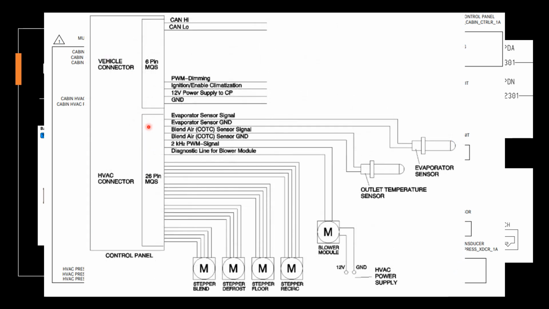Also, if I had something wrong with one of my blend door actuators, I have all 4 of them here that are being controlled by the HVAC controller or the HVAC unit. Also, these sensors are going to send information to the HVAC unit, and then it's going to take that information and send it to the SAM cab.